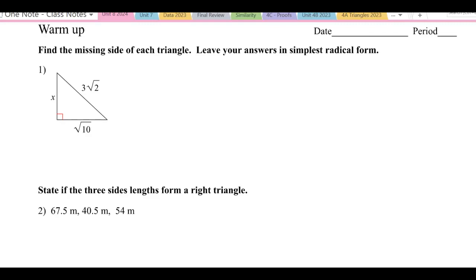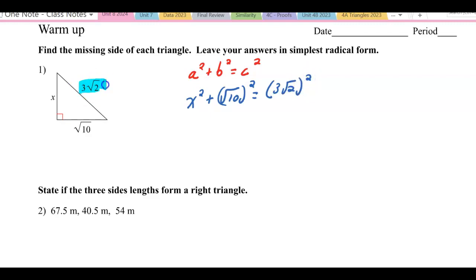Hello geometry students. Today's learning target is to work on the following warm-up worksheet. So if you look at problem number 1, we want to use the Pythagorean theorem, which says a squared plus b squared is equal to c squared, where c is the hypotenuse. So to set this problem up, we'll say x squared plus root 10 squared is equal to 3 root 2 squared. So remember, the blue highlighted number 3 root 2 is the hypotenuse, since it is across from the 90.